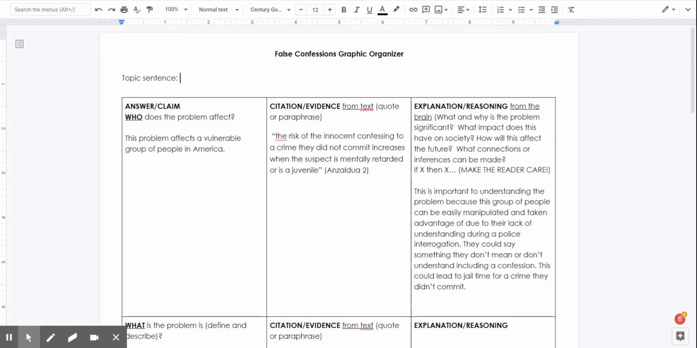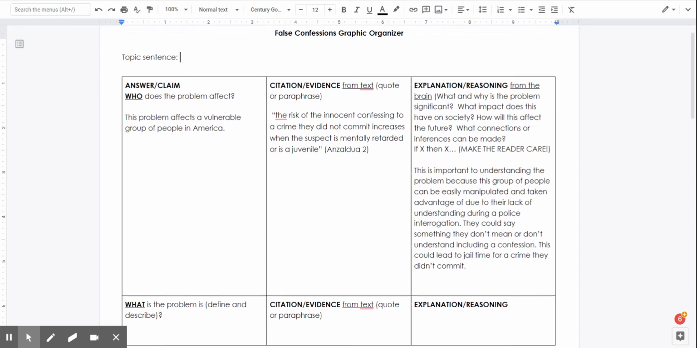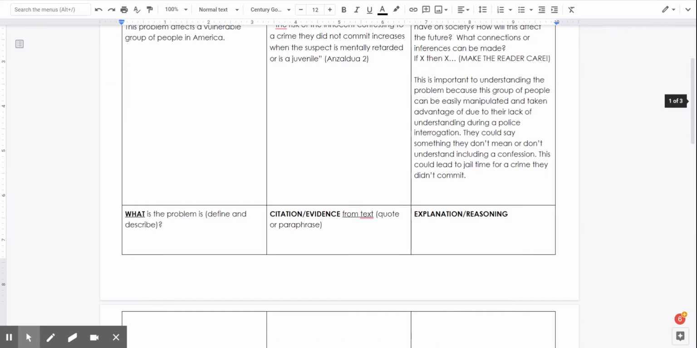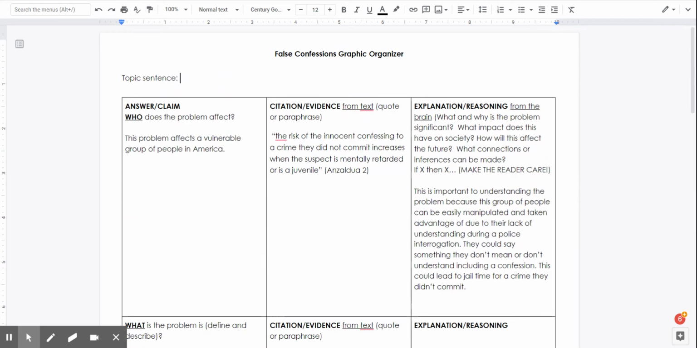On the left-hand side of your page, you'll see that you have the who, the what, the where, the when, and the why and the how. Then from left to right, you have your answer, your citation, your explanation, or your ACE, or space for your claim, your evidence, and your reasoning, if you like CER better. Essentially, you're going to fill in this information using the article. You've already highlighted who, what, when, where, why, how. Now it's your job to create these ACEs or CERs.